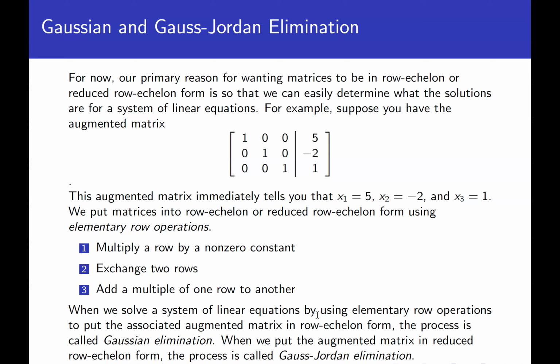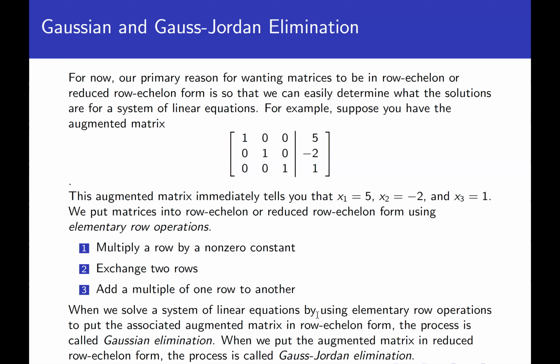So when we solve a system of equations by using elementary row operations, we're doing what's called Gaussian elimination or Gauss Jordan elimination. The only difference between the two is, in Gaussian elimination, we put it in row echelon form. In Gauss Jordan elimination, we go ahead and put it in reduced row echelon form. So let's look at the steps.